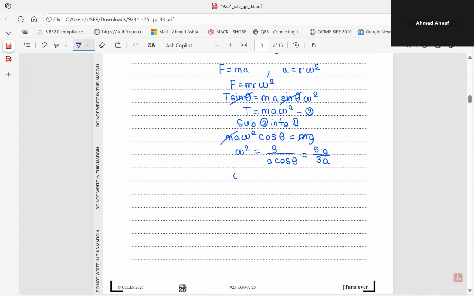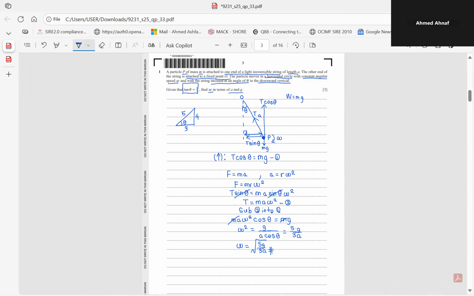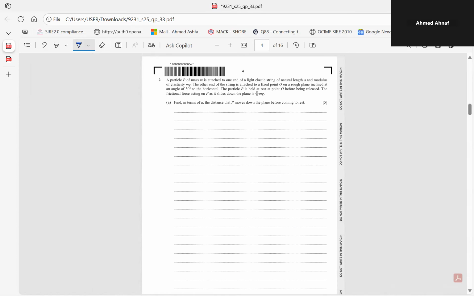And then just take the square root on both sides. You will get the square root of 5g over 3a. So this is our final answer for the first question. Let's head on to the next question.